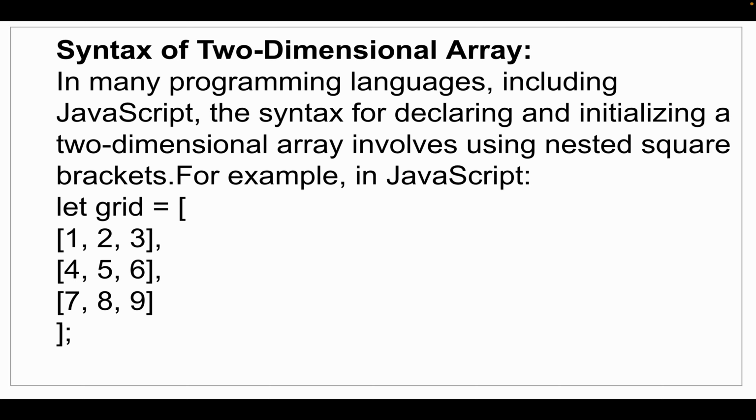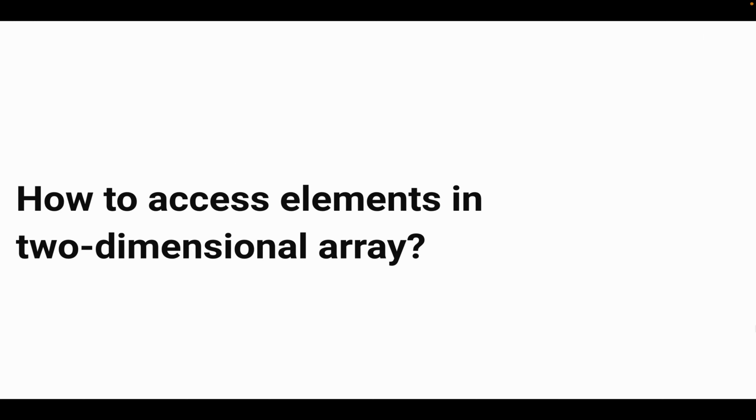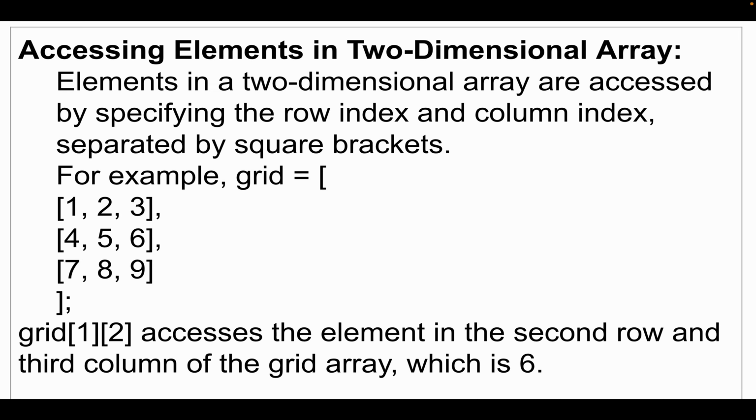The variable grid is assigned an array containing 3 inner arrays. Each inner array represents a row of elements in the grid, and the elements within each inner array represent the column of the grid. Now, we will understand how to access elements in two-dimensional array. Elements in a two-dimensional array are accessed by specifying the row index and column index, separated by square brackets.